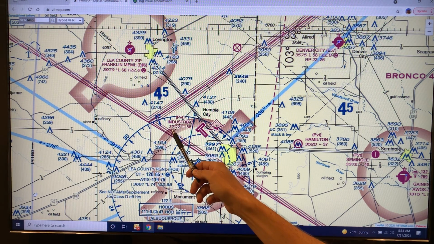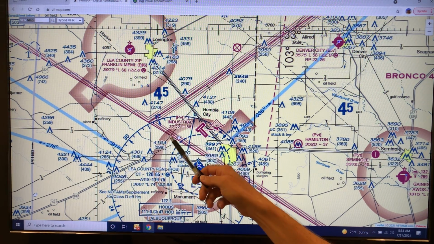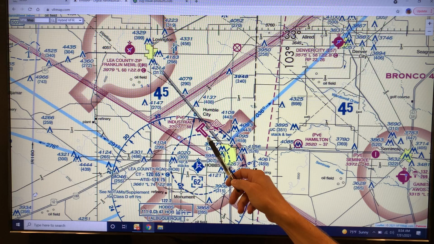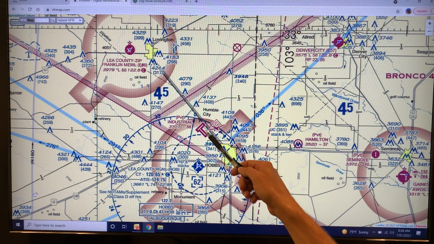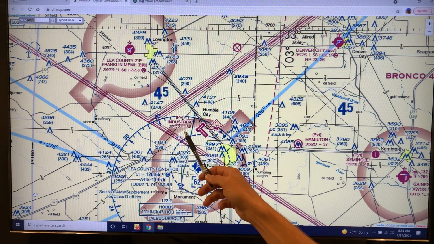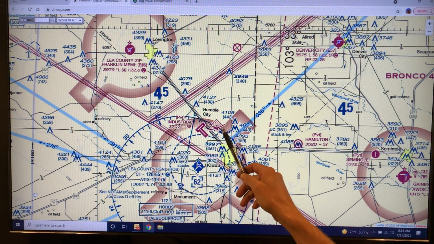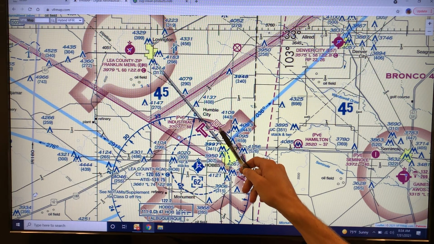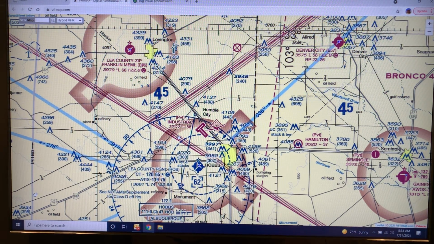Field elevation is 3,707 or 3,700 if you round it. The length of the longest runway is 8,800 feet. That would be 12. Oh, 12 and 30. We know that because we fly there, but 8,800 feet. This little symbol is pretty easy to figure out. It's a glider, has a little G diamond on top of it, telling you this is also a glider port.